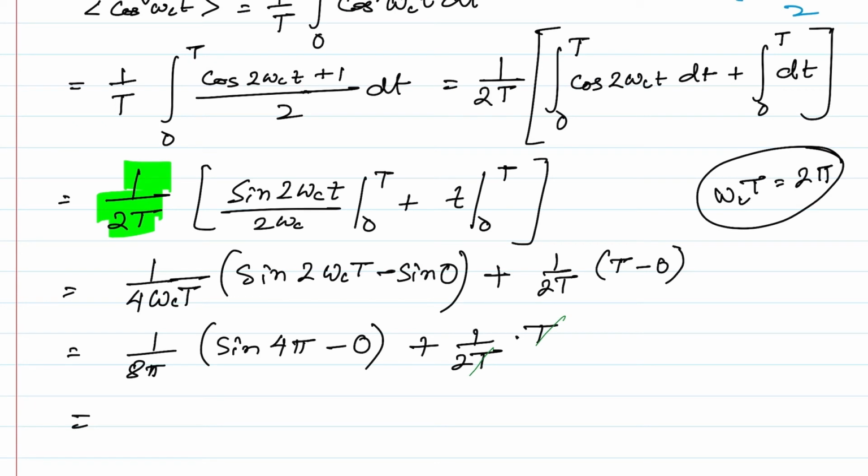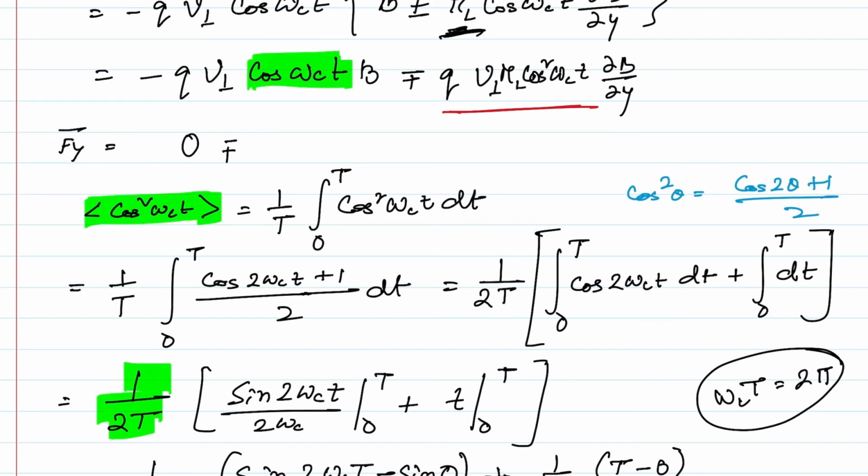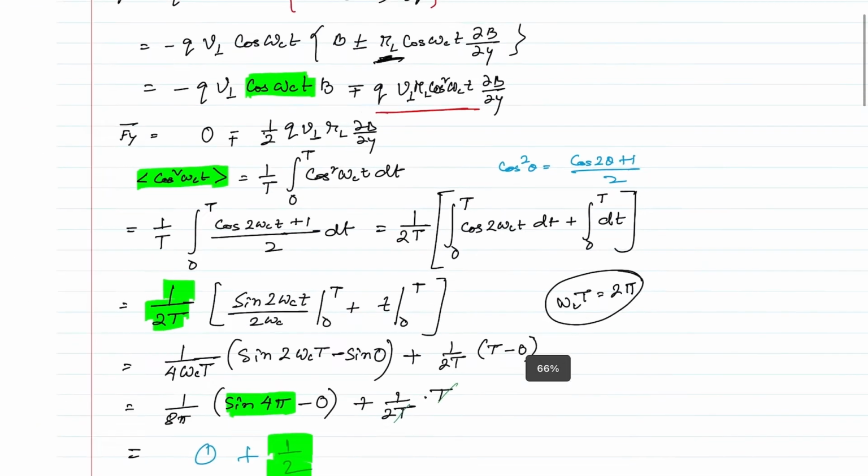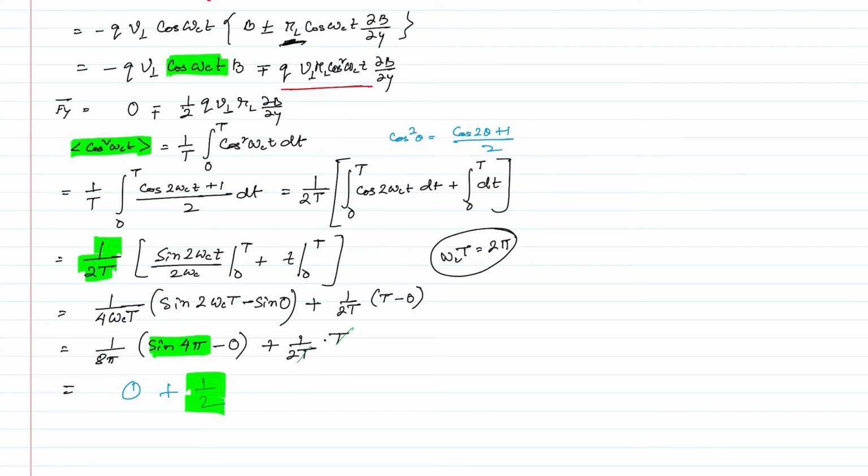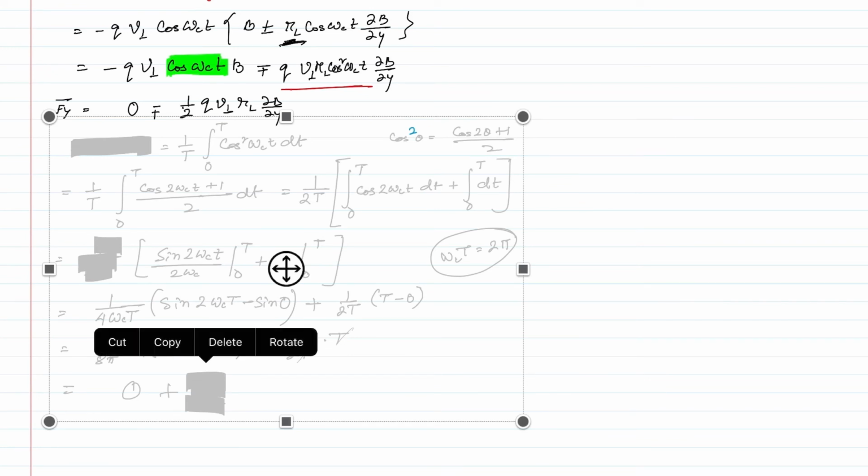So here you see one more thing, sine 4 pi is 0, 0 into anything is 0, so as a whole it is 0, and plus here we got half, okay. That means we have got the average value of cos square omega c t is half. So let us use this value here. If you use this value here, then what you will get is half q v perpendicular rl del b by del y. Now let me clean the part below where I have shown how to find the average, so let me delete this part.